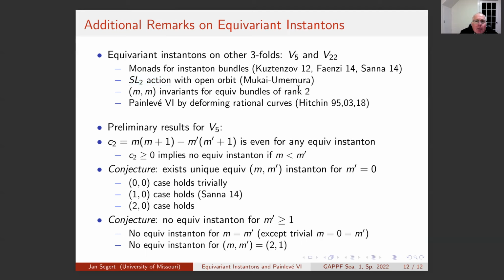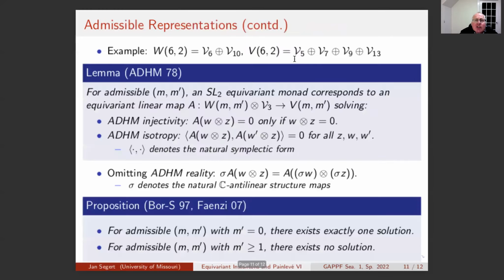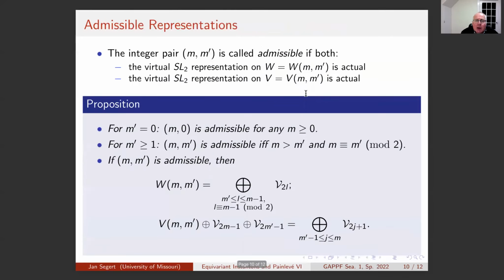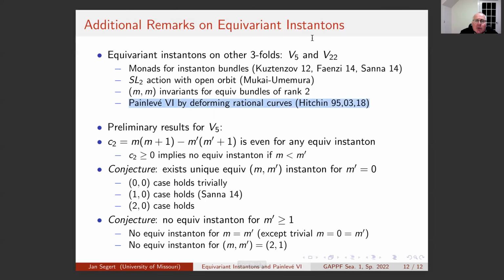And let's see. Similarly, for both of these, you have these M prime invariants, which are defined in a very similar way. And also you have Painlevé 6 by deforming rational curves in all these cases, for P3, which is the subject of this talk, and for these Mukai and Momura.